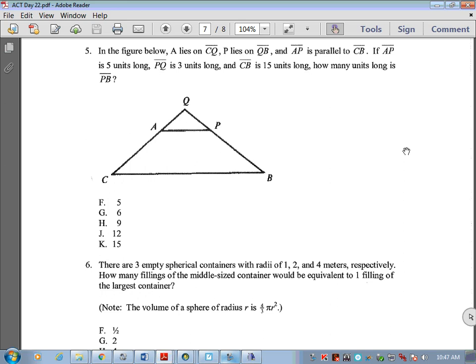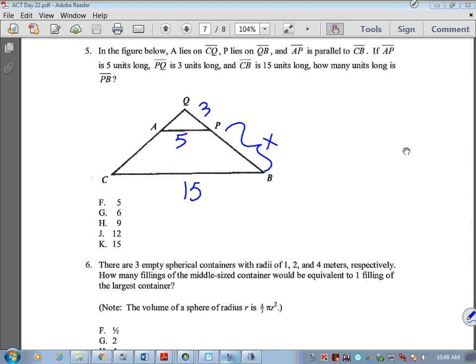In the figure below, A lies on CQ, P lies on QP, AP is parallel to CB. If AP is 5 units long, PQ is 3 units long, and CB is 15 units long, how many units long is PB? We want to find that, okay?